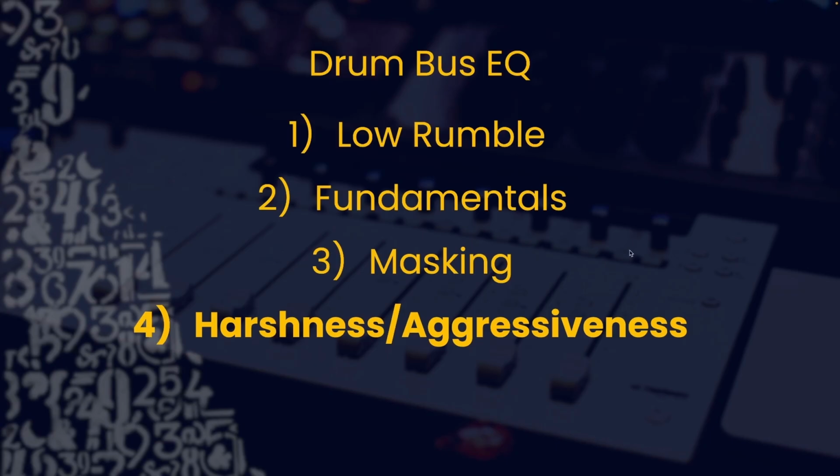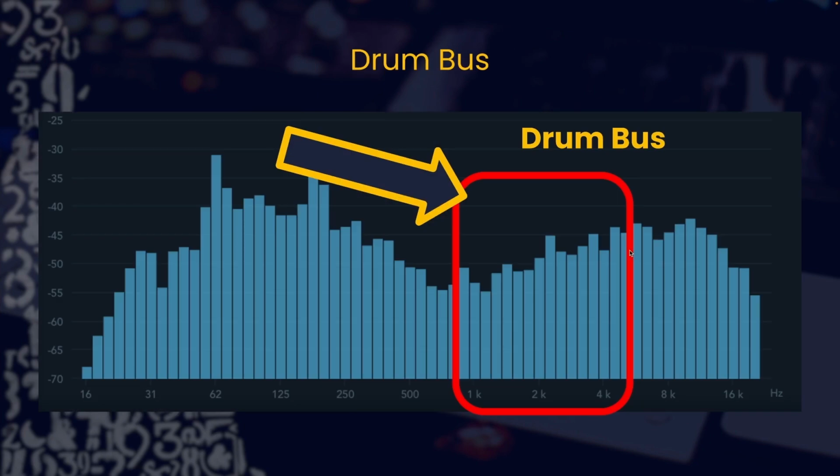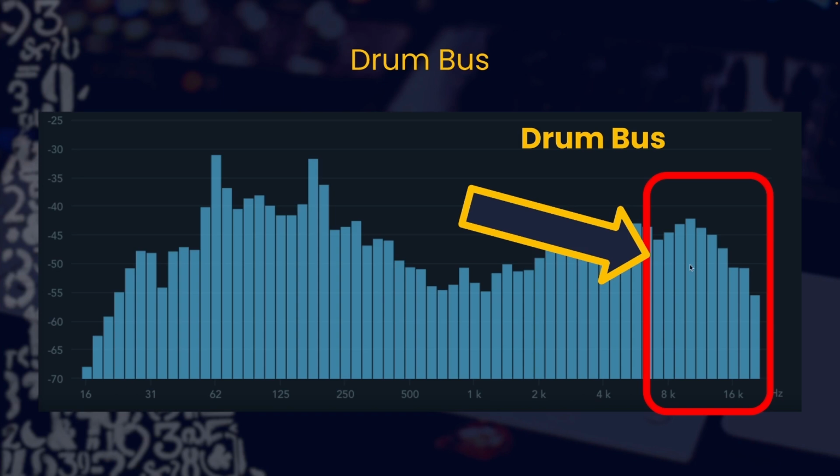All right, and then the last one is harshness. Aggressiveness is going to be in this kind of 2 to 3K range. Again, if we want it to be more aggressive, we might end up boosting here, or if it's sounding a little bit harsh, we might be cutting here as well. All right, and then the last one is brightness, crispiness. Again, similar to everything else, the brightness and crispiness is always in this top range, 8K plus.